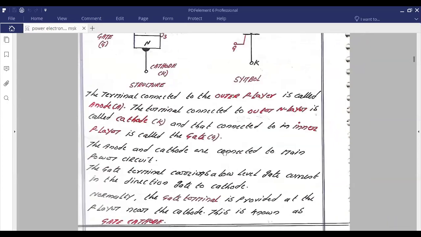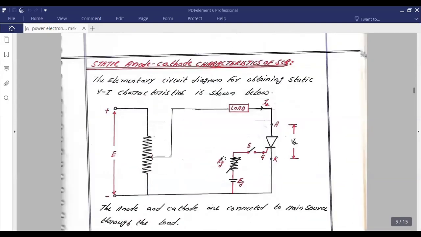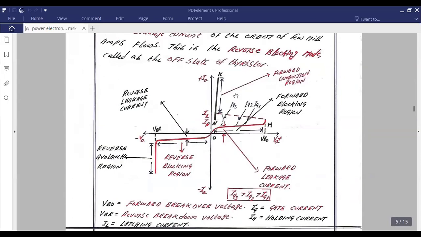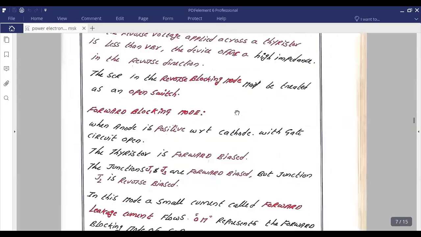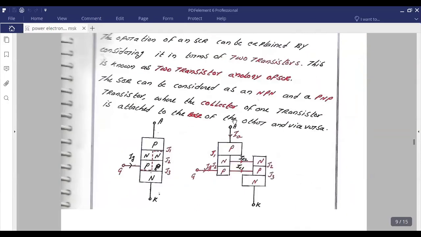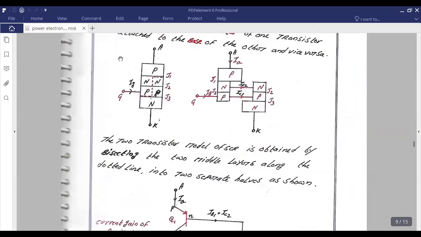Whenever you consider these characteristics, after that we need to consider the two transistor analogy of an SCR. That means we are going to analyze the SCR by splitting it into two transistors.